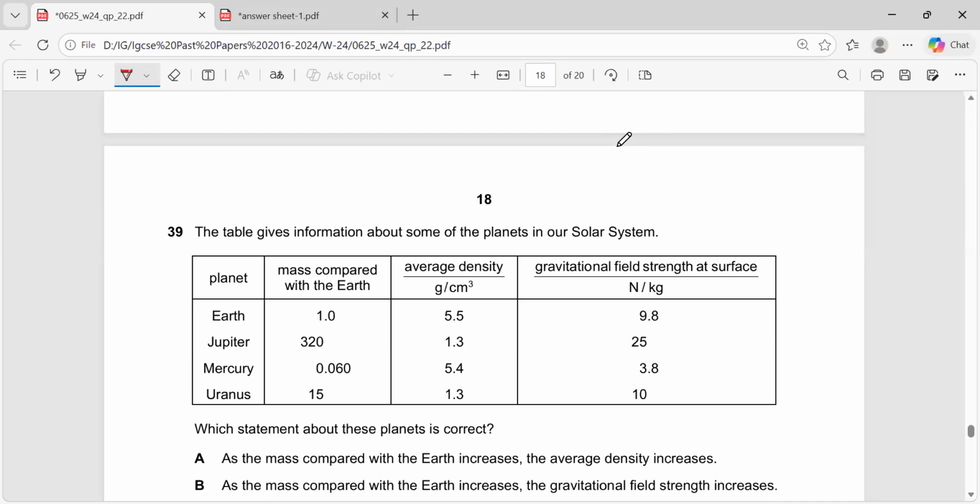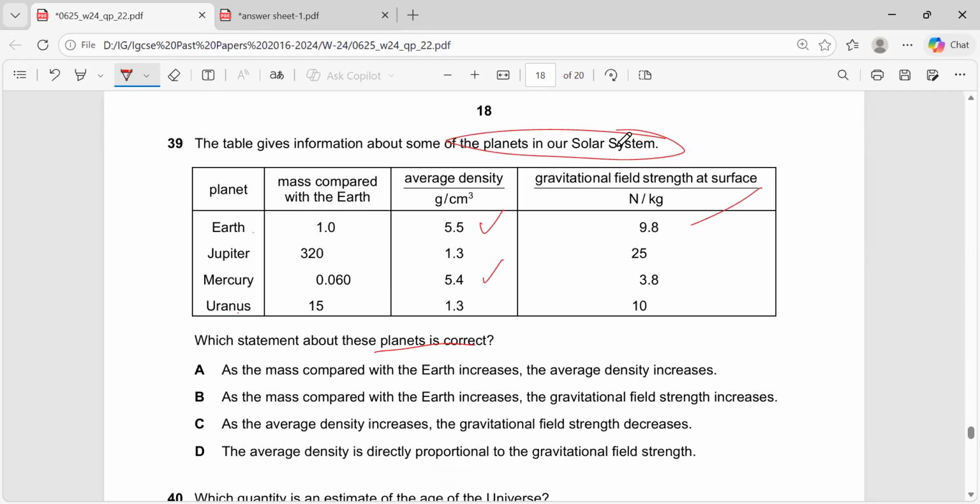39. The table gives information about some of the planets in our solar system: Earth, Jupiter, Mercury, and Uranus. Their density is given. Of course, Mercury and Earth are rocky, so their density is more, whereas Jupiter and Uranus are gaseous giants, so their density is less. Then, this is gravitation, which statement about the 3 planets is correct? As the mass compared with Earth increases, the average density increases. No, the mass of Jupiter is too much, so density is low. Same is the case with this, so this answer is wrong.